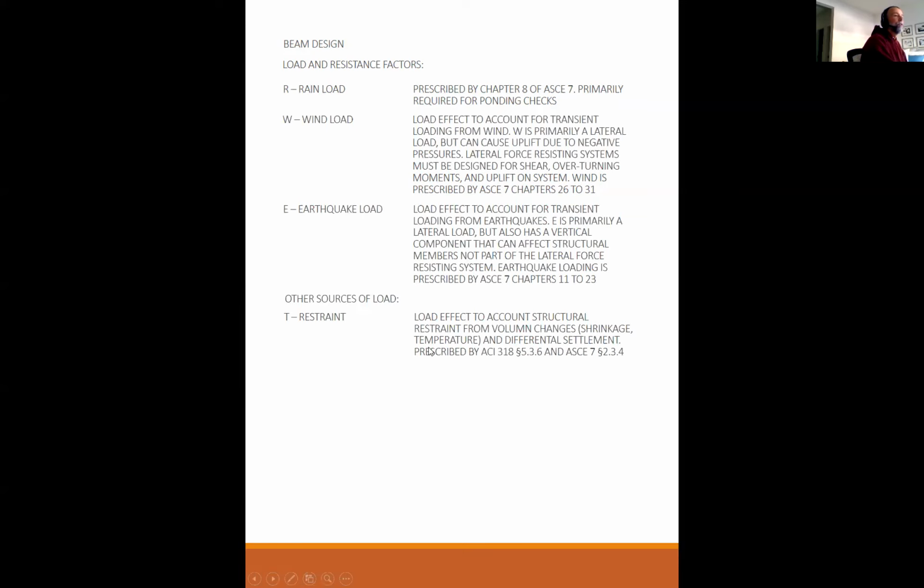Other sources of load. T is restraint. Load effect to account for structural restraint from volume change, shrinkage, temperature, and differential settlement. Prescribed by ACI 318 and ASCE 7. Fluid load, F, accounts for the weight or pressure of fluids on the structure.